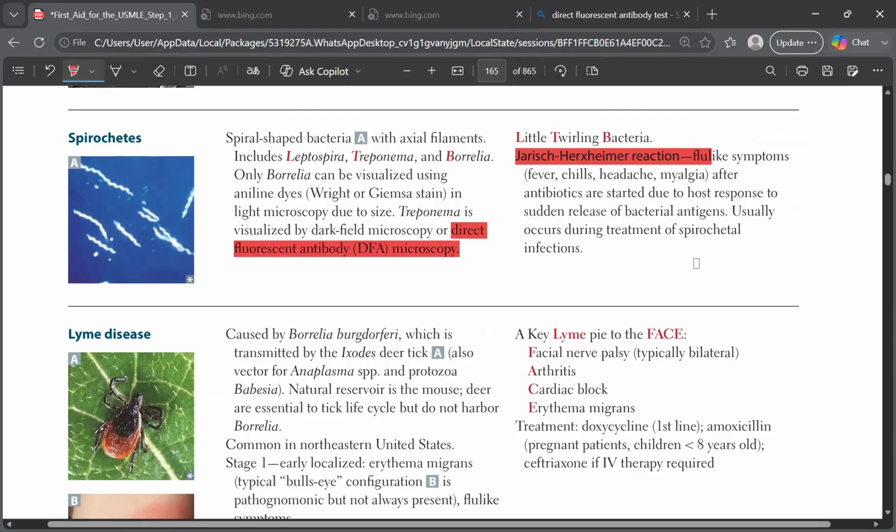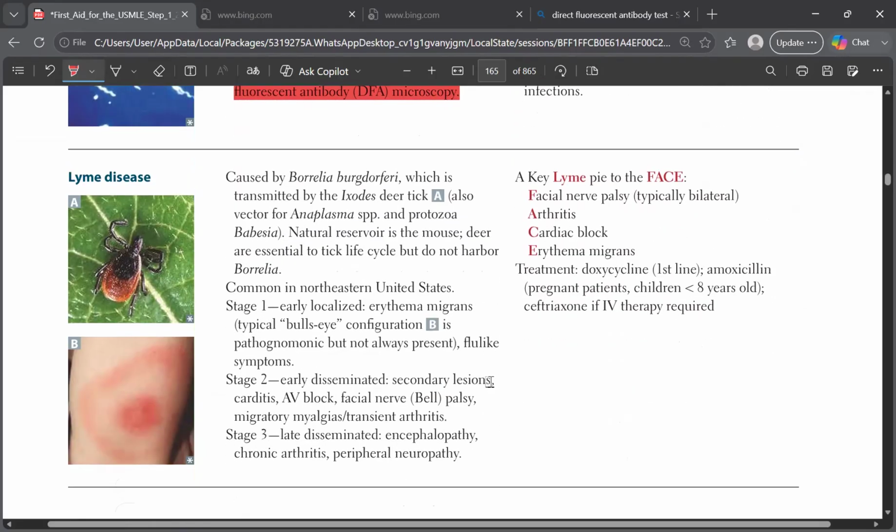First is Lyme disease. It is caused by Borrelia burgdorferi, which is transmitted by the Ixodes tick, which is here. It is also a vector for Anaplasma and Babesia. Natural reservoir is the mouse. Deer are essential to the tick life cycle but do not harbor Borrelia. They are basically for the adult tick. Common in northeastern United States, stage 1 is early localized erythema migrans that is typically bull's eye configuration right here. It is pathognomonic but not always present.